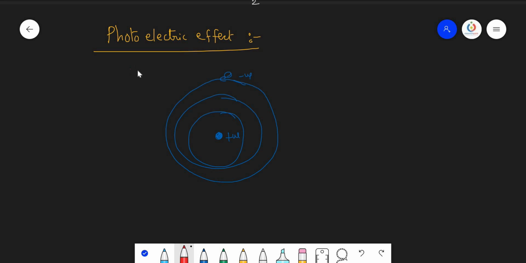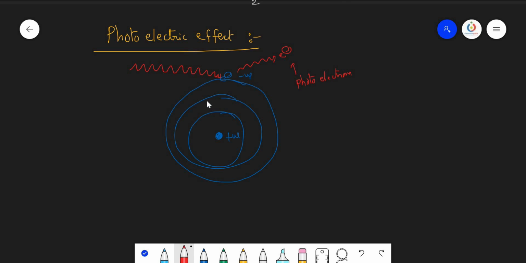When light falls on a clean metal surface, electrons absorb this energy of the light and try to overcome the nucleus attraction power, and afterwards they come out of the atom. So the electrons thus released are simply called photoelectrons.